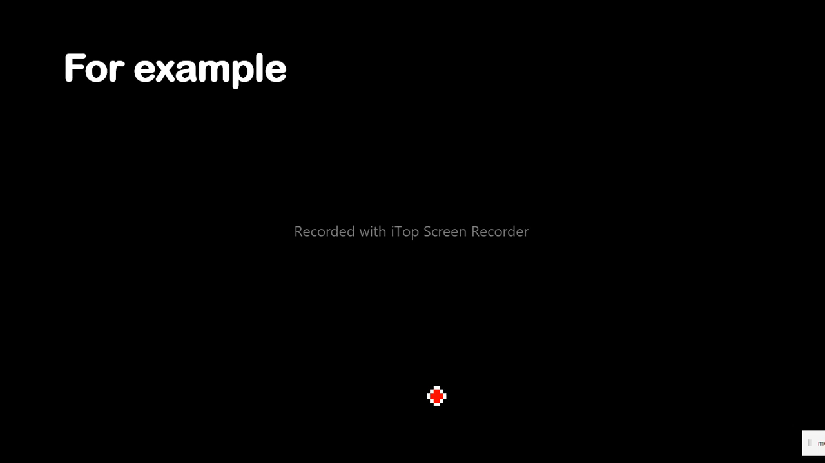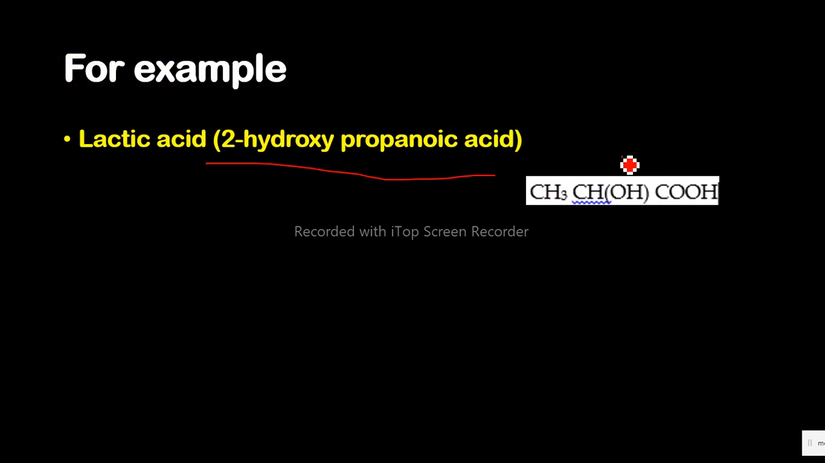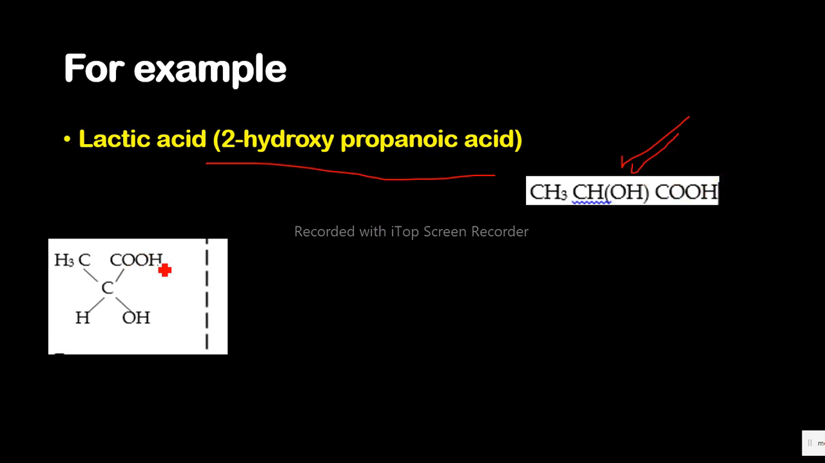For example, this is lactic acid, which is 2-hydroxypropanoic acid. Now, you can write it in this format. You can write it as this: the CH3, the H, and then the functional groups here.